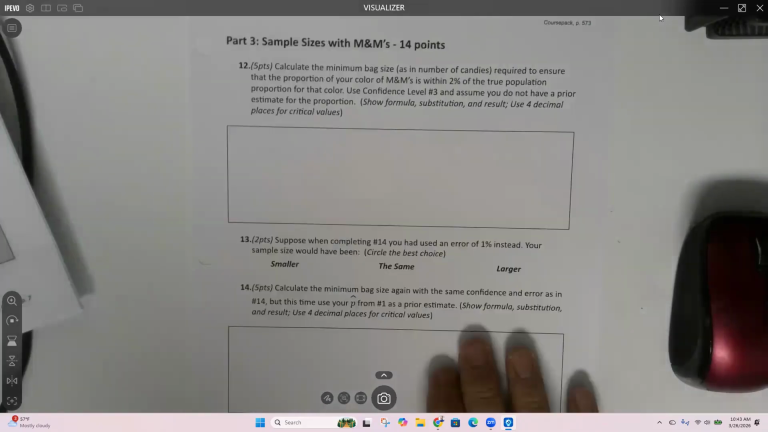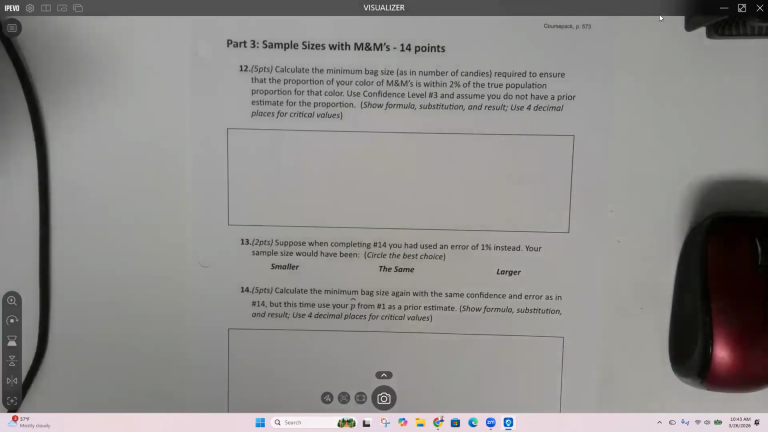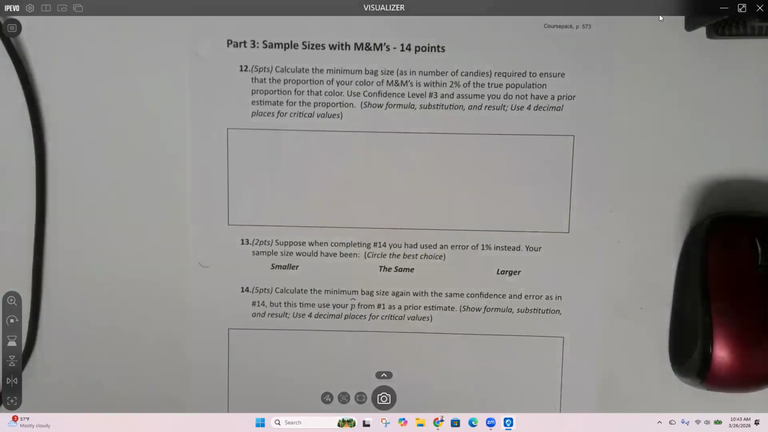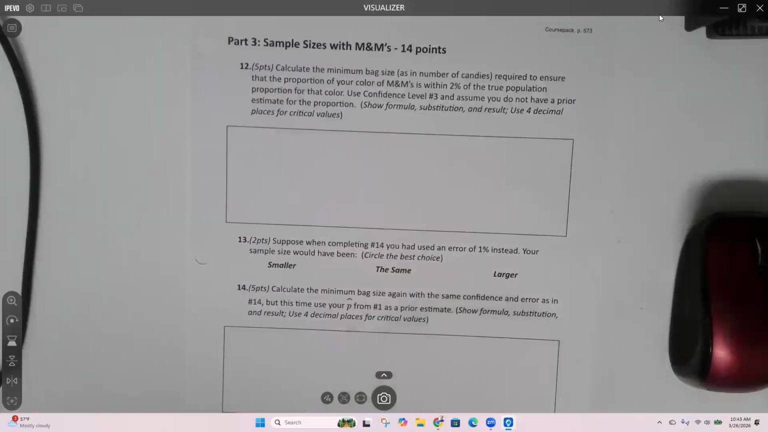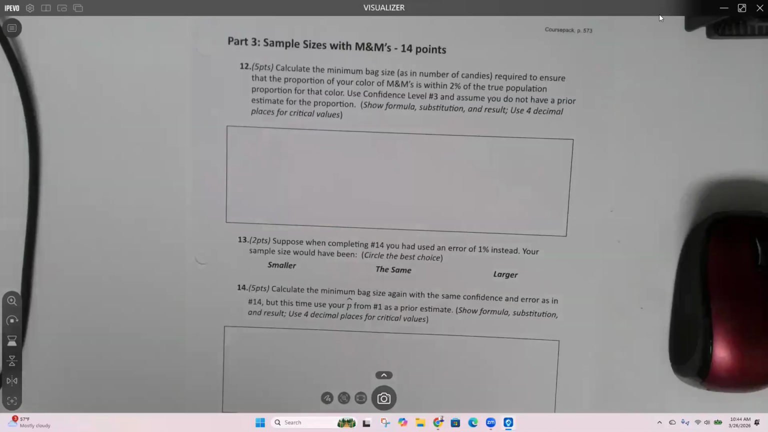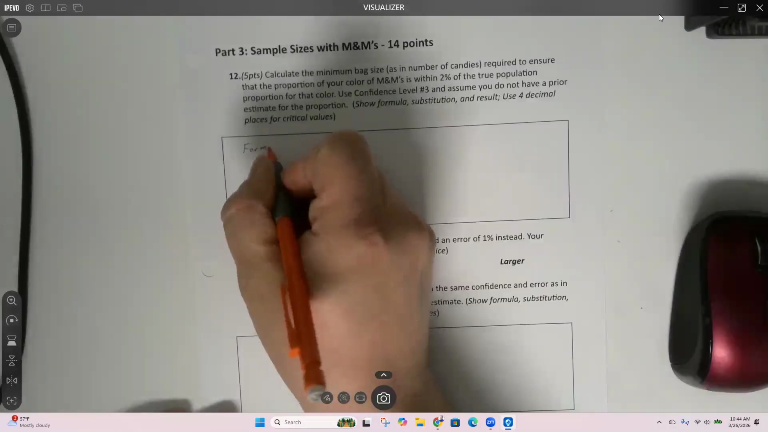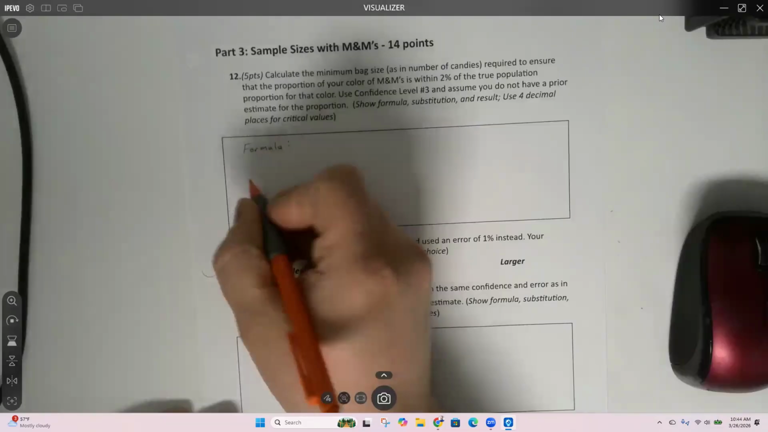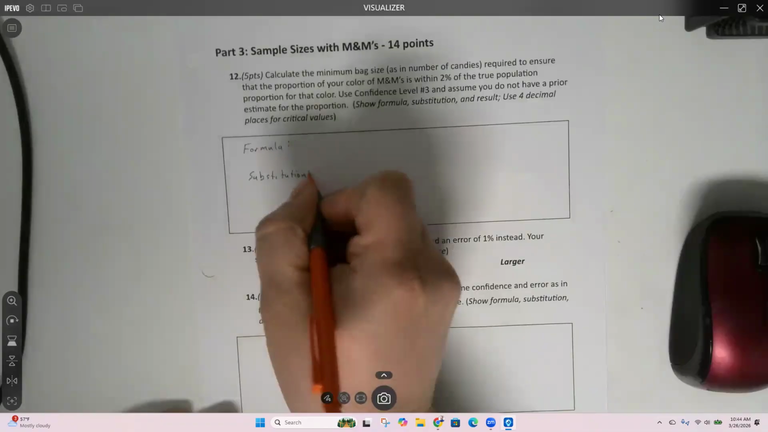So page 573, number 12: calculate the minimum bag size, as in how many candies do you need, to ensure that the proportion of your M&Ms is within 2% of the true population proportion for that color. Use confidence interval number 3, and assume you do not have a prior estimate. What the heck does all that mean? Well, we need our formula, we need a substitution, and we need a result.